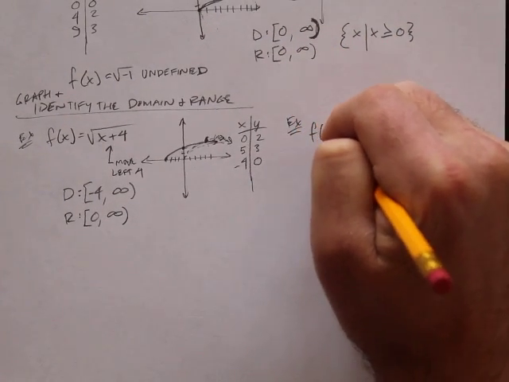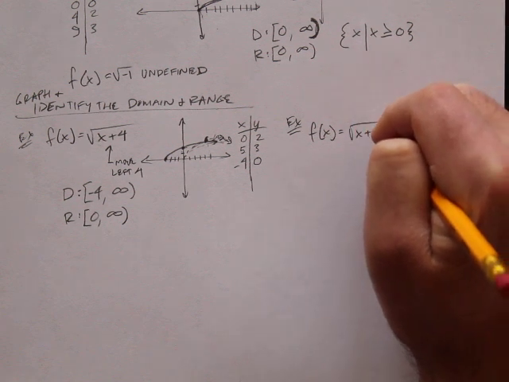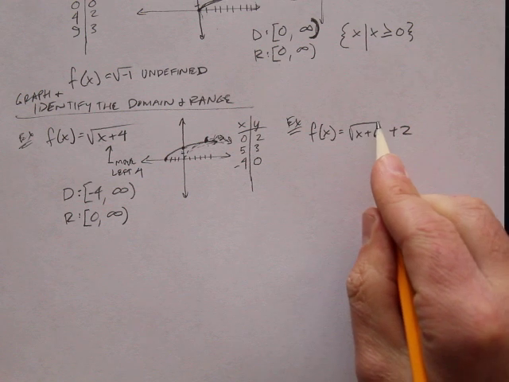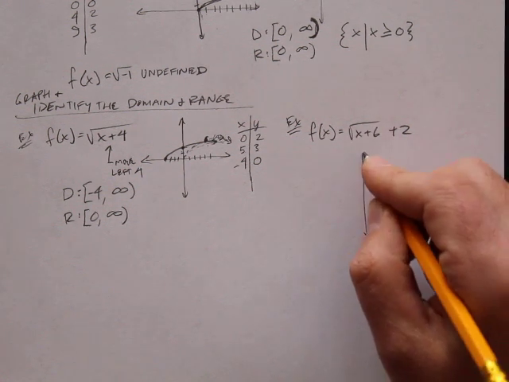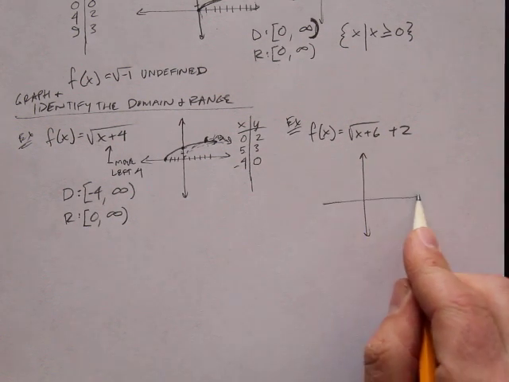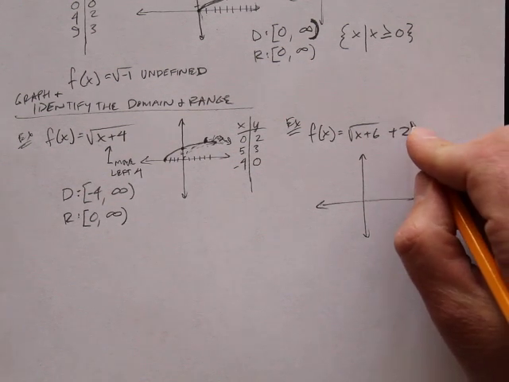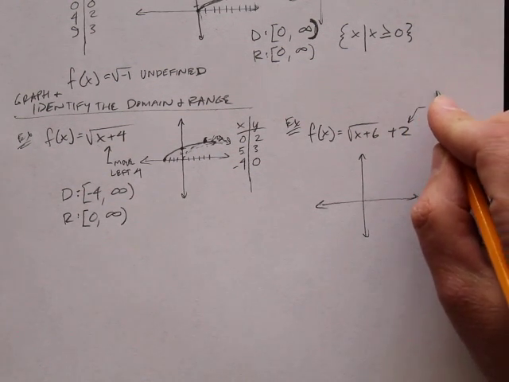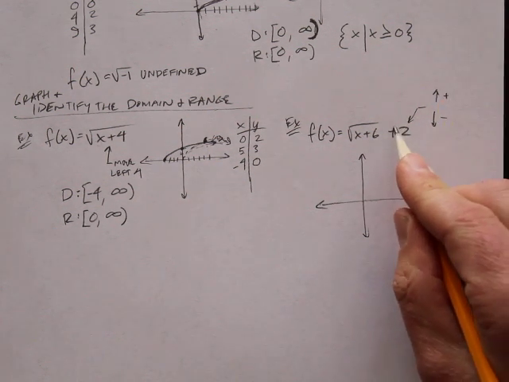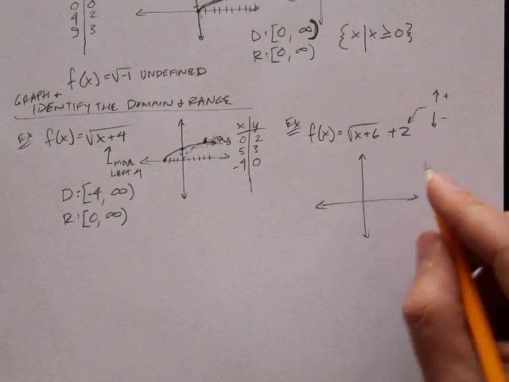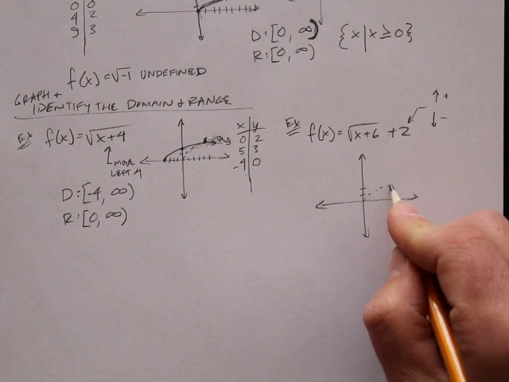Let's do another example. f of x equals the square root of x plus 6, plus 2. Notice the plus 2 is outside of the radical. If you want to do a t-table, you can, but I'm also just going to tell you that this plus 2 out here makes this whole thing go up and down. If it's negative, it goes down. If it's positive, it goes up. So if I go up 2 here, here's my parent function.